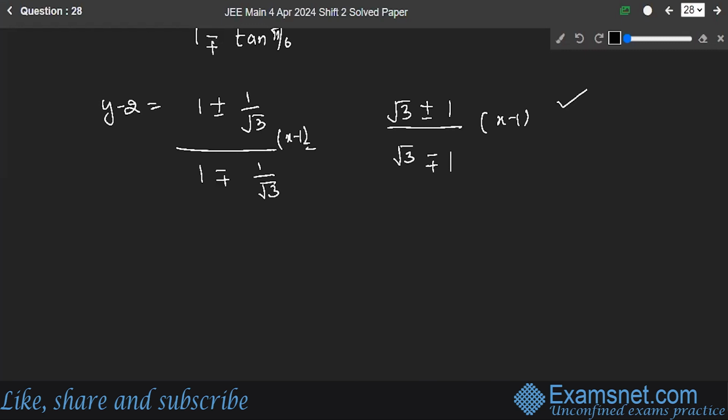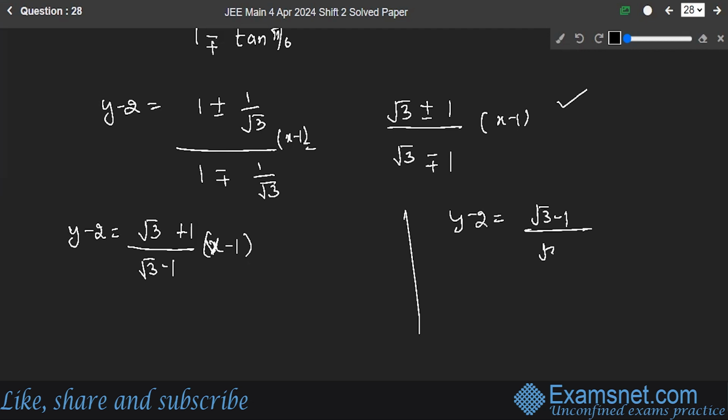Right. So that means you can have, let's rationalize the numerator and the denominator. You have y minus 2 is equal to root 3, I'm taking the plus value in the numerator, this upon this, into x minus 1, and you can have y minus 2 is equal to root 3 minus 1 upon root 3 plus 1 into x minus 1. Rationalizing the denominator, you will have y minus 2 is equal to root 3 plus 1 square upon root 3 square minus 1 square, this under x minus 1.